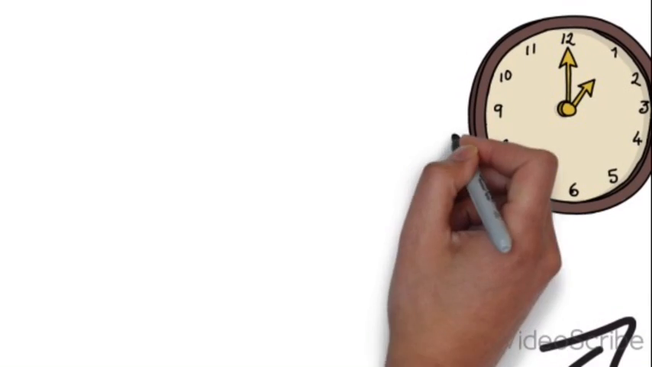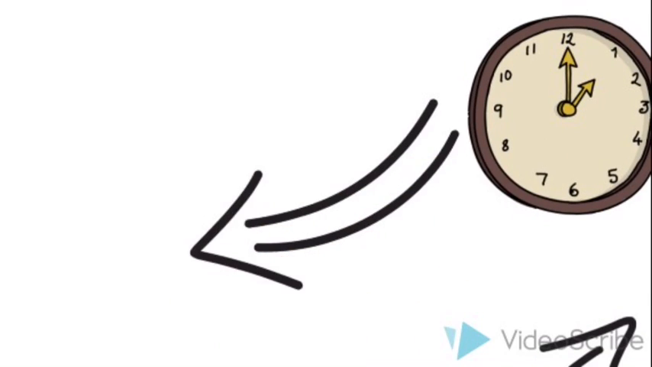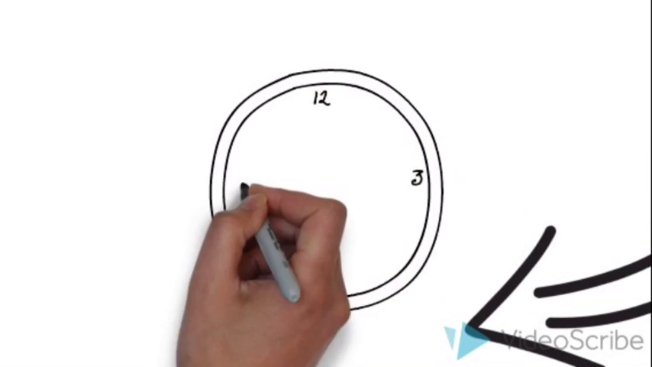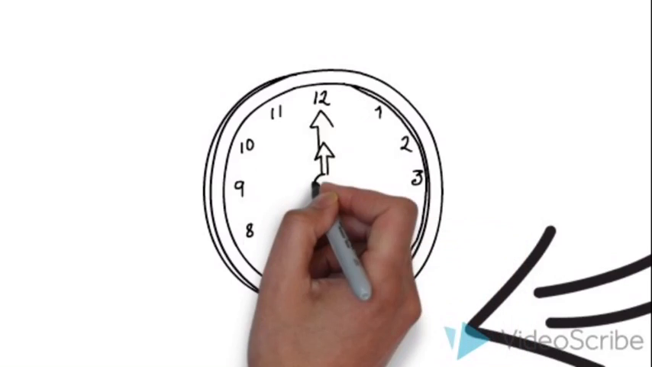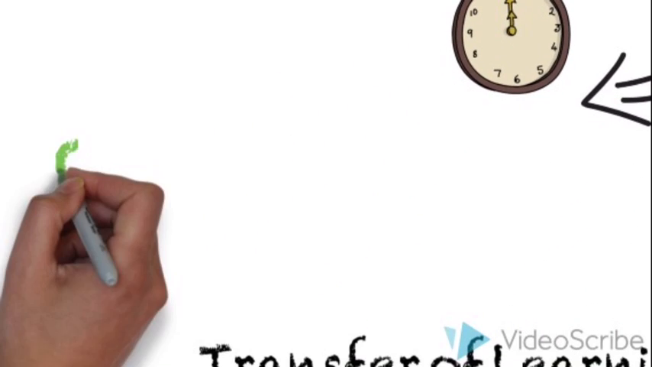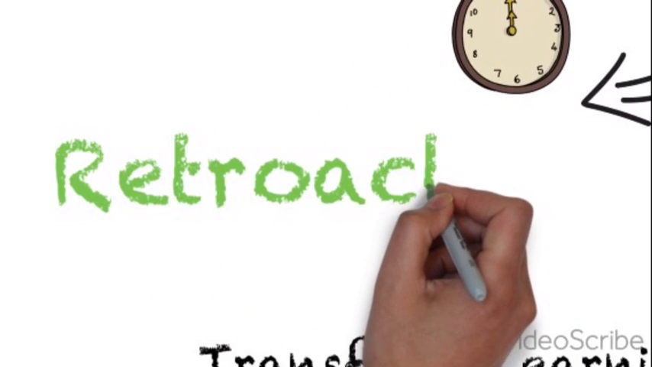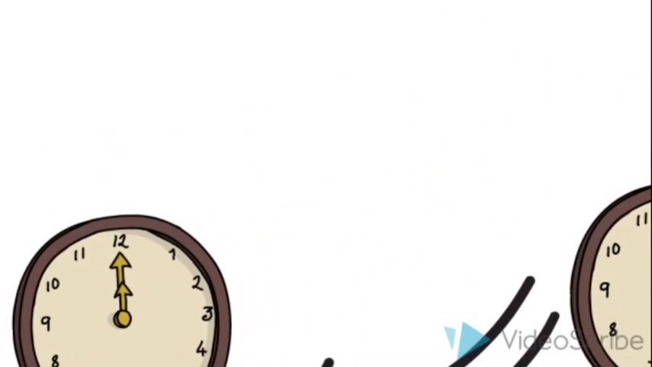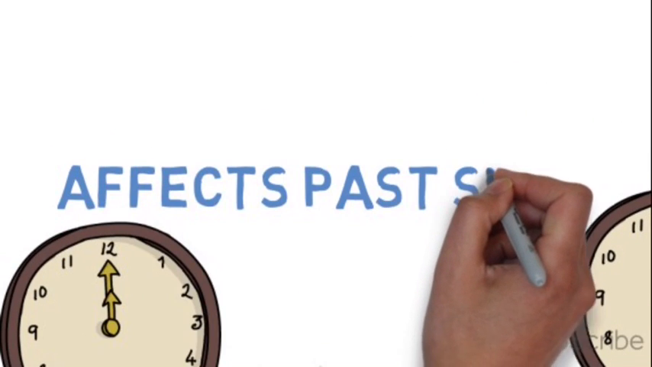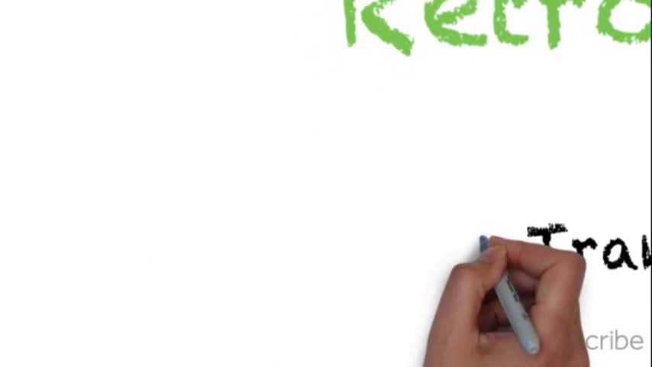On the other hand, we have retroactive transfer. This is where a skill being learned affects a previously learned skill. For example, the forward roll you're learning today will improve the tumble turn in swimming you learned yesterday. It doesn't have to improve it, it just has to affect it.